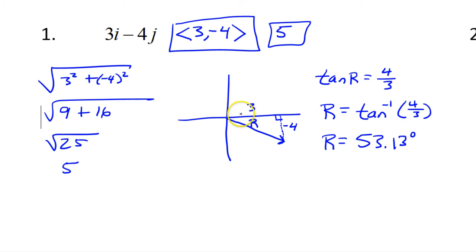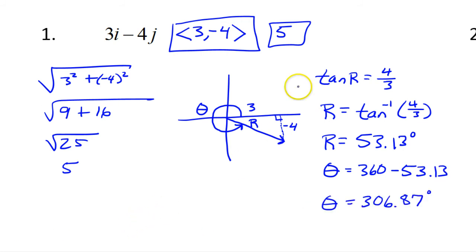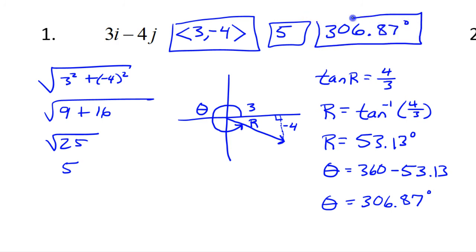Now, the actual angle that we want, the direction angle, has to be measured all the way from the positive x-axis counterclockwise. Let's call it theta. Theta was on its way to 360, but it had to stop short by the amount of r. So theta should equal 360 minus r, which is 53.13. So that is 306.87 degrees for the direction.